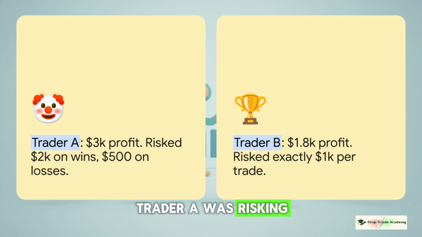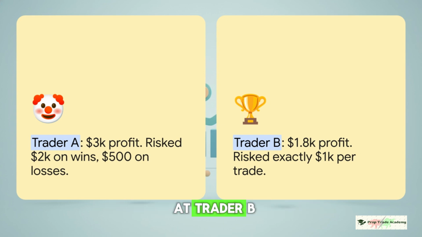Trader A was risking $2,000 on most of their winning trades, but only risking $500 on their losers. They were unconsciously and wildly varying their position size, sizing up when they won, sizing down when they lost. That great month is heavily reliant on pure luck and reckless sizing.